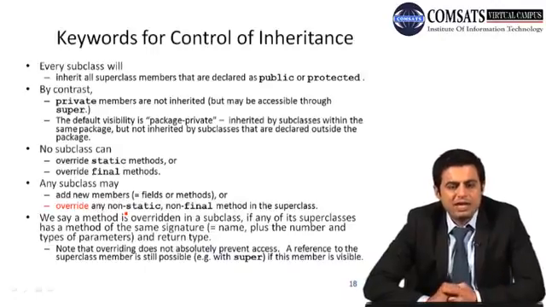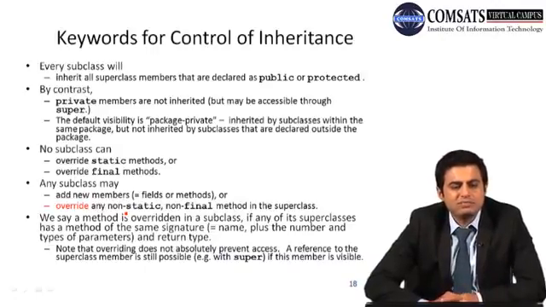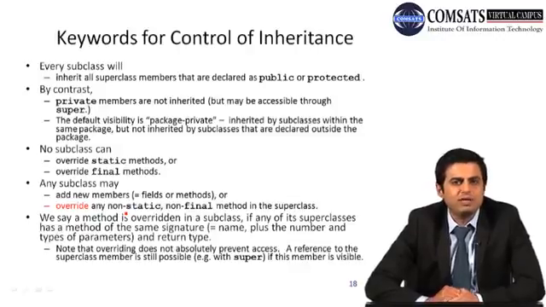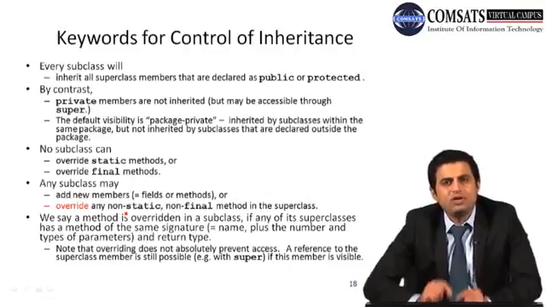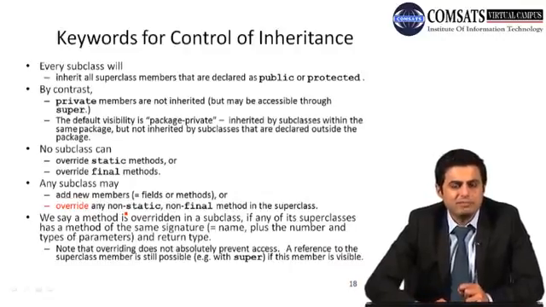Keywords for control of inheritance. Every subclass will inherit all superclass members that are declared as public or protected. So if the superclass has public methods or protected methods, only then subclasses can access them. But if they've got private methods, then even the children cannot access them.